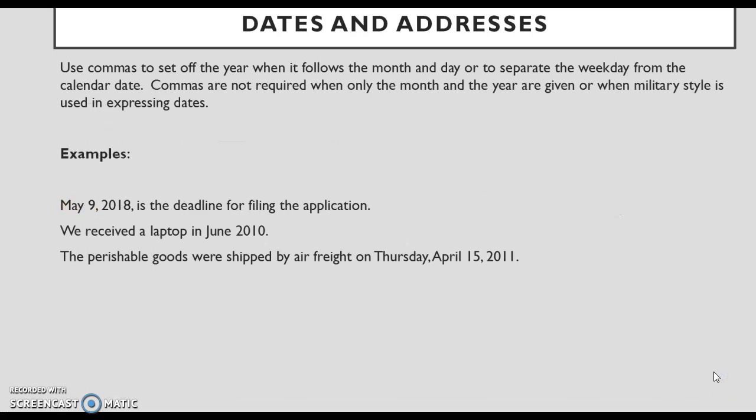Dates and addresses. Use commas to set off the year when it follows the month and day, or to separate the weekday from the calendar date. Commas are not required when only the month and year are given, or when military style is used in expressing dates. May 9th, 2018, is the deadline for filing the application. We received the laptop in June of 2010. No commas needed there because it's just the month and the year. The perishable goods were shipped by air freight on Thursday, April 15th, 2011.